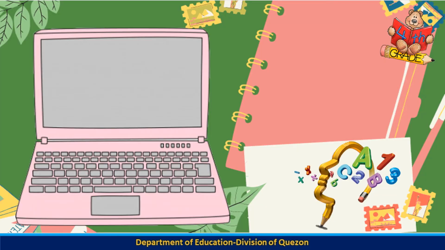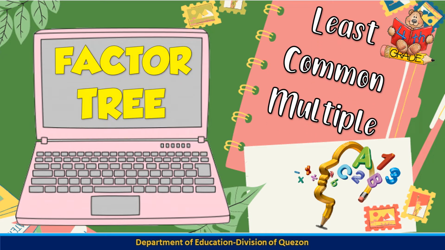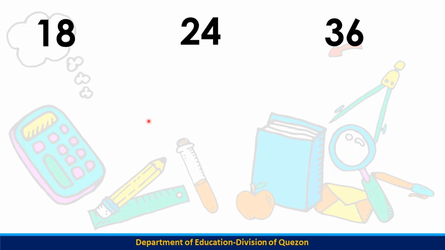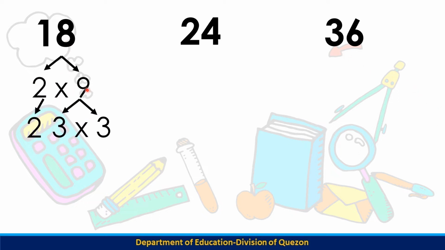Let us have the next. Okay, the factor tree or the prime factorization. We have also the given numbers 18, 24, and 36 using the prime factorization. Let us see. 18. 2 times 9 is equal to 18. Then, meron pa po dong 9 na pwedeng hanapan po natin ng factors. So, 3 times 3 is equal to 9.